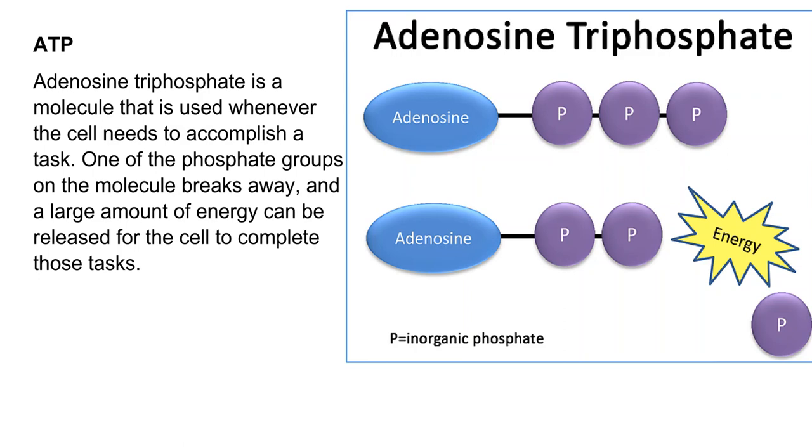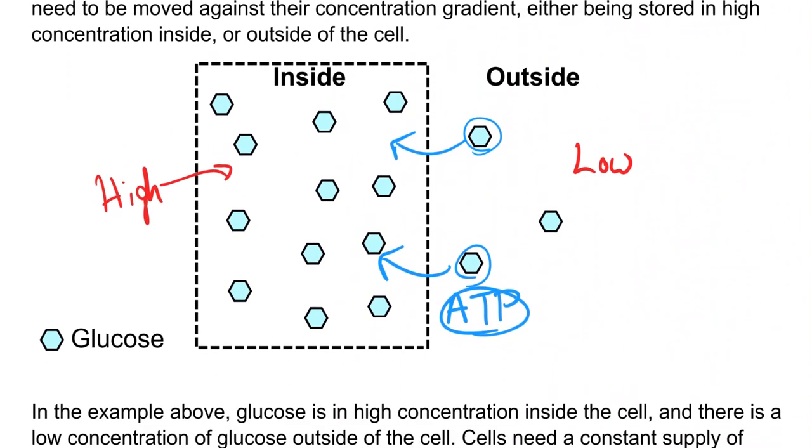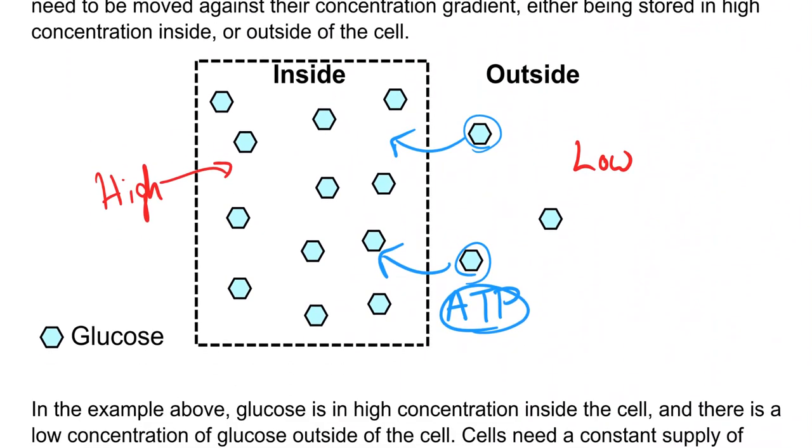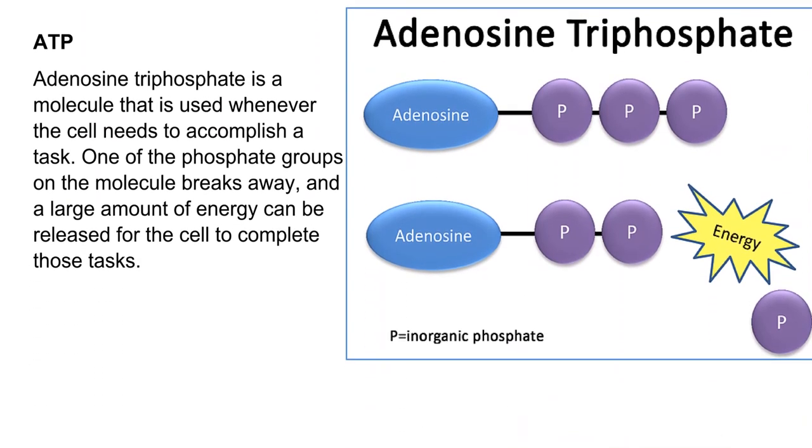Now, do we need ATP to be able to force things to go against their concentration gradient? Yeah, we do, because otherwise, if we don't put energy in, then these things start evening out. Everything wants to be a uniform concentration inside and out. So in order for us to store things in high concentration, we need to use up ATP.